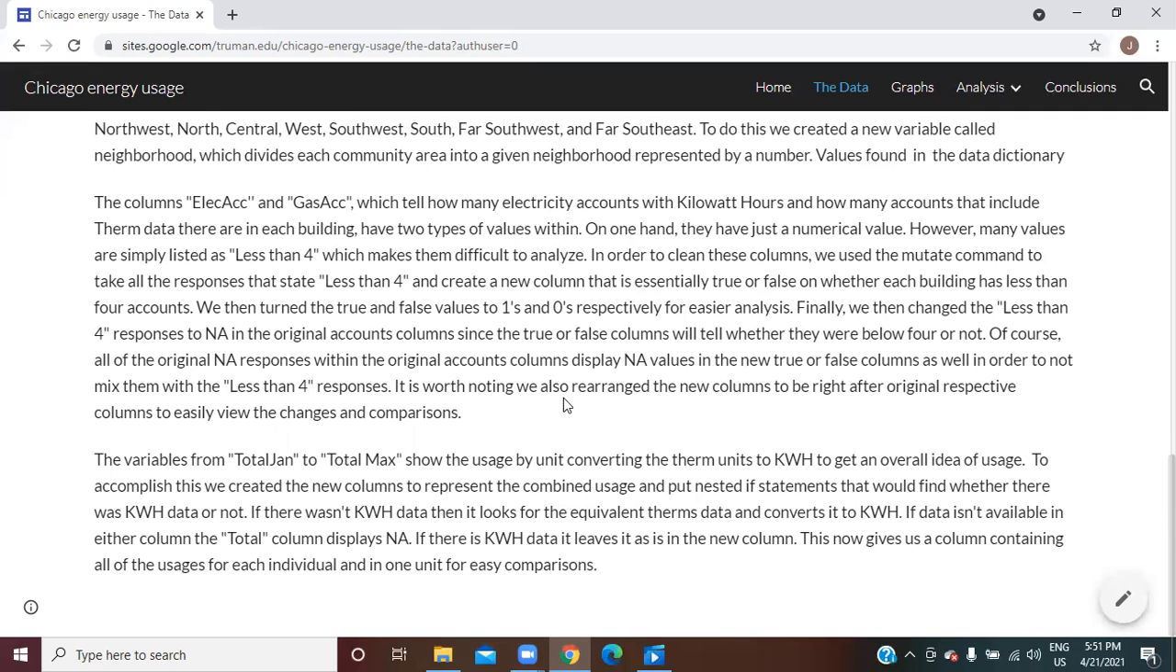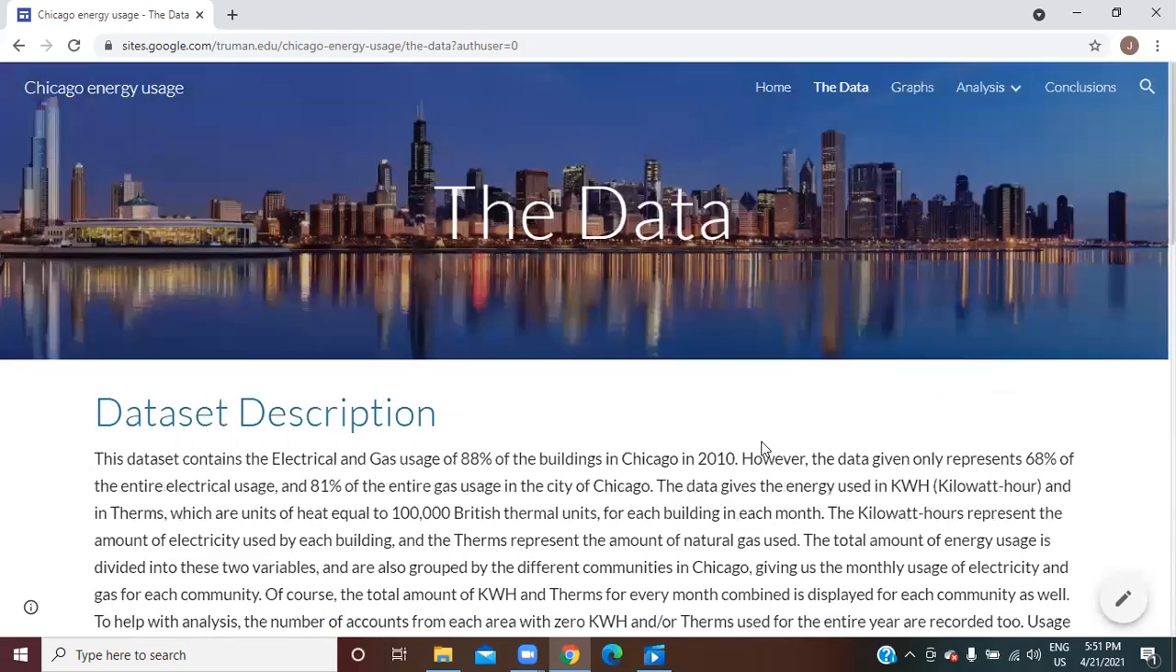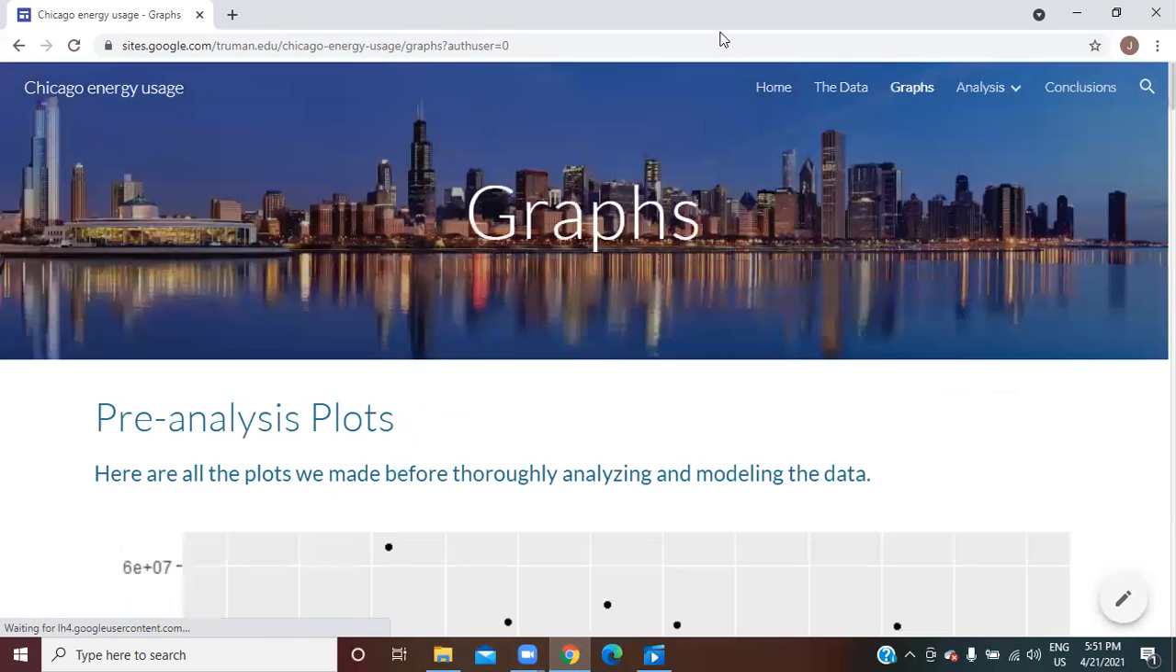But if it was in therms, it was then put into a formula that would, using a nested if statement, convert the value into therms. So that was how we cleaned the data set. For more on our graphs, I'm going to hand it over to Eduardo.